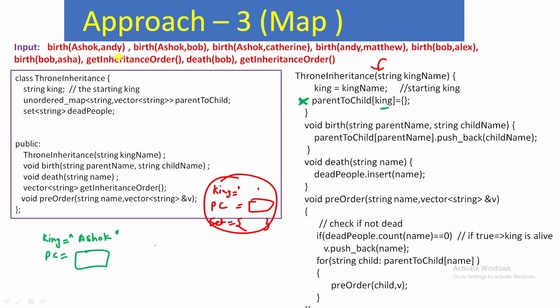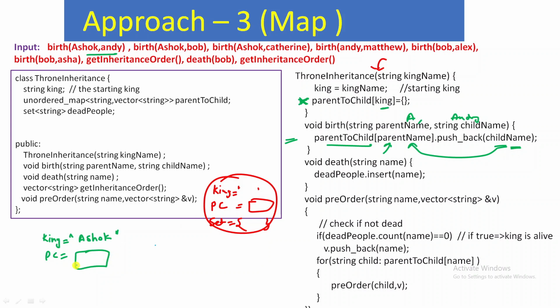Okay, so let's say this API is called with Ashok comma ND. So Ashok is passed and here ND is passed. What I will be doing is just adding the entry into the map only, nothing else. In the map you just add the entry of the child corresponding to the parent. So in the map I will directly go to the parent, that is Ashok, and in that vector of Ashok, you just add this child.